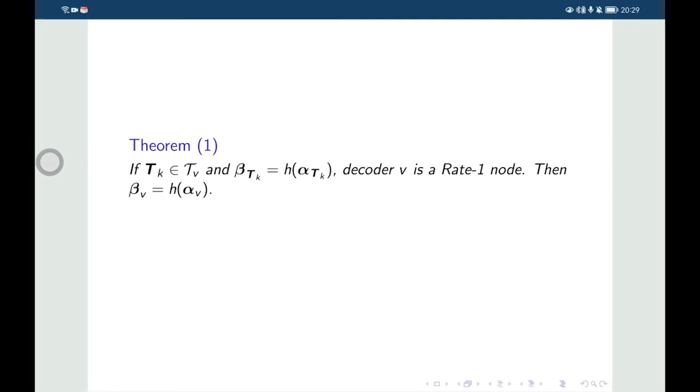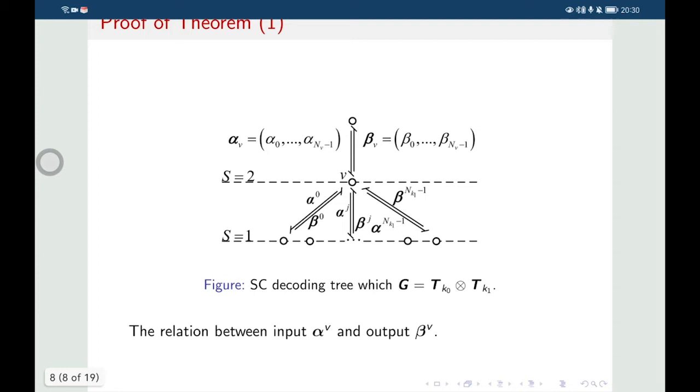If any kernel T_k in kernel set T_v satisfies that bit T_k equals h function of alpha T_k, and the corresponding decoder is a rate 1 node, we have bit v equals h function of alpha v. We will prove this theorem by a recursive method. This figure shows the second stage of a decoding tree with two different kernels which both satisfy Theorem 1. They have different kernel sizes.